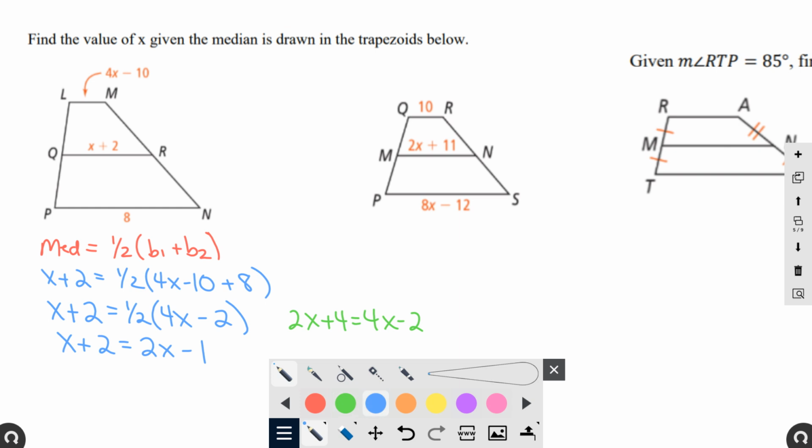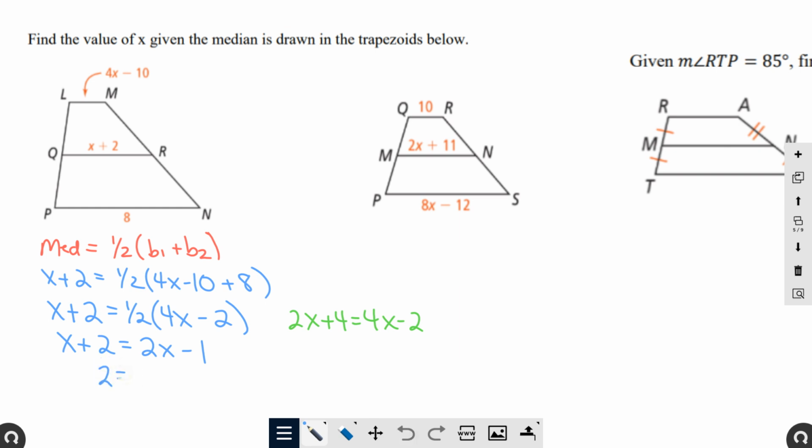Okay, I'm going to solve this one over here, so I'm going to minus my x over, and then add my 1, and x equals 3. Now, it didn't ask me to plug it back in or anything. We're just solving for x, but be careful on tonight's homework. It may ask you to plug it back in.